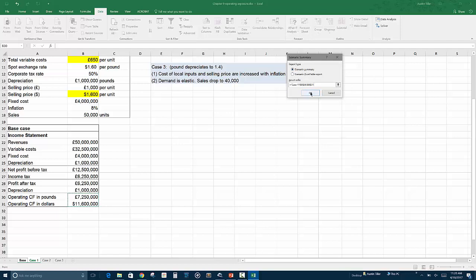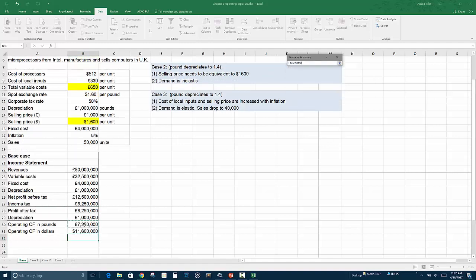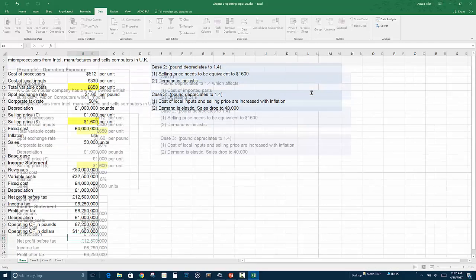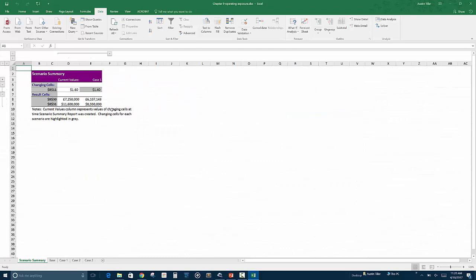So you highlight those 2 cells? Yeah, I highlight those 2 cells. Okay, and press OK. And you should see the same thing as me. We can make it nicer. We change the pound value. And we have cash flow in pound. Cash flow in dollar.